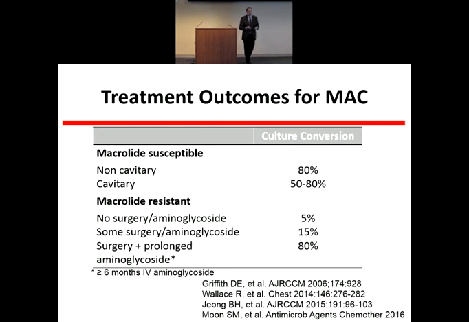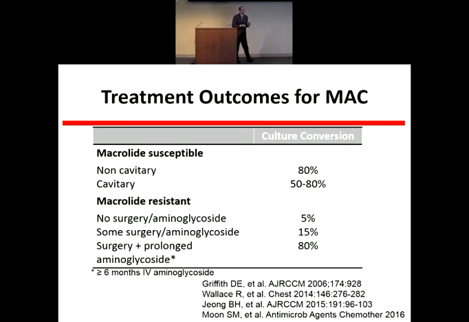Rick was just asking me, are we seeing more macrolide resistance because it's being used so much in other lung diseases? And the concern is that we're going to get more cases of macrolide resistance because when we do, it becomes really almost incurable unless you do something like surgical resection, give a prolonged aminoglycoside. In this one study that looked at this over 6 months of IV or IM aminoglycoside, then you can get the culture conversion back up to 80%. But at what cost to the patient, to get it? So we don't want to develop macrolide resistance.